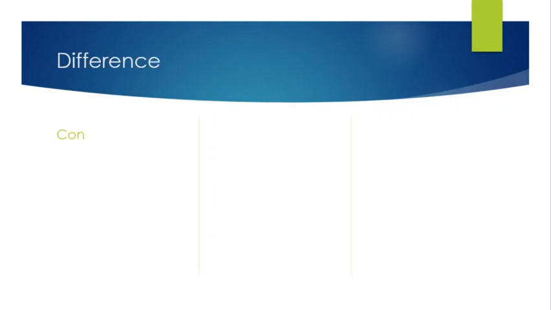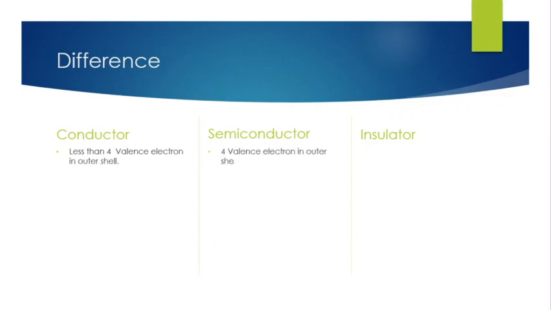Some more differences are: in a conductor, fewer than 4 valence electrons are present in the outer shell. In a semiconductor, there are exactly 4 valence electrons in the outer shell. And in an insulator, there are more than 4 valence electrons present in the outer shell.